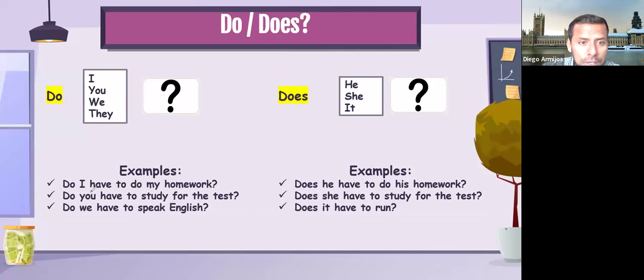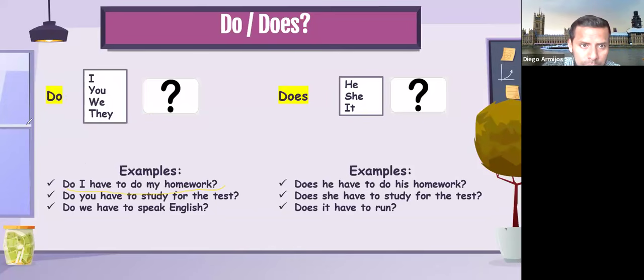So as you can see here, we have "do," which is the auxiliary, okay? This is the auxiliary. "I," which is the subject. "Have to," the verb in this case. "To do," the main verb, etc. So you gotta continue this kind of thing. Okay, do I have to do my homework? Don't forget to make the intonation when making questions, okay?